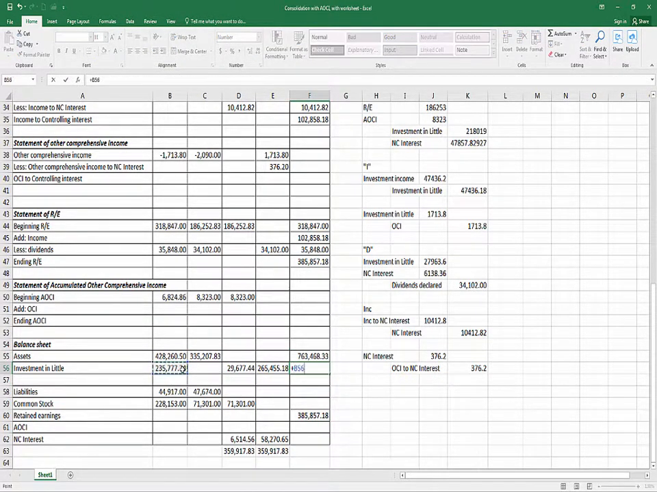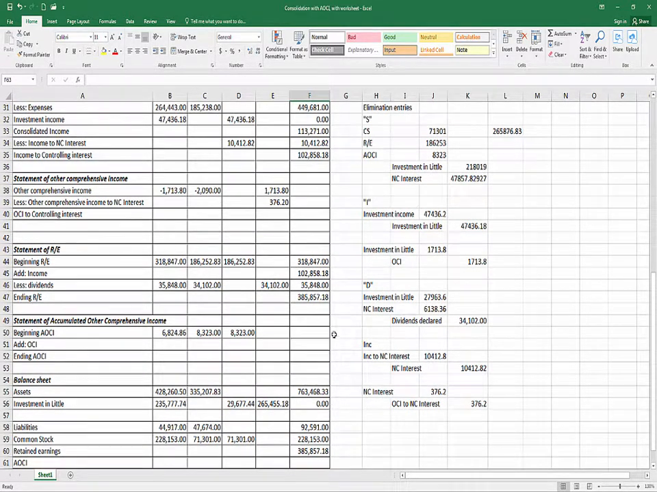Investment, debit plus debit minus credit. Important check figure, that worked out to 0, so that's very reassuring that I'm on the right path here. Liabilities, common stock, credit plus credit minus debit. And lastly, the non-controlling interest, credit minus debit. Okay, last thing is to do the other comprehensive income.